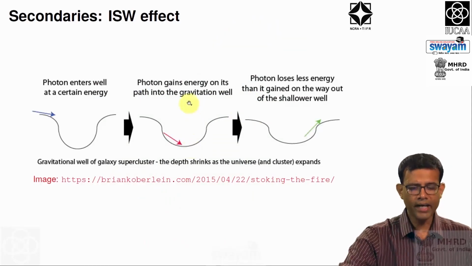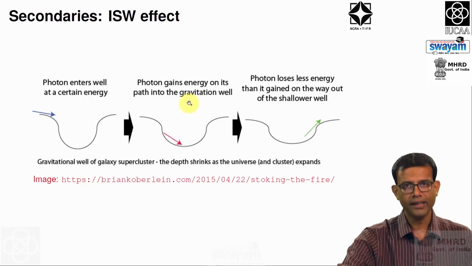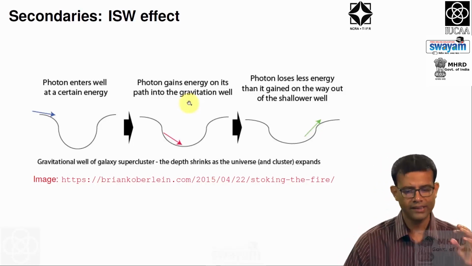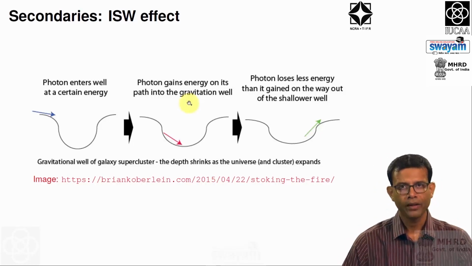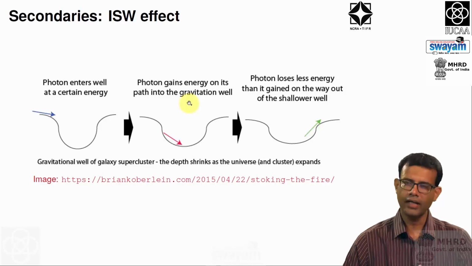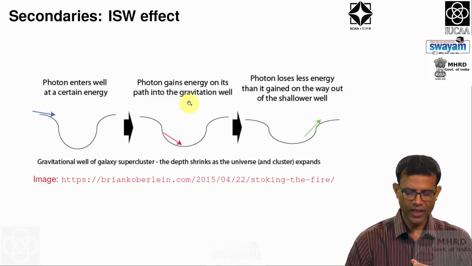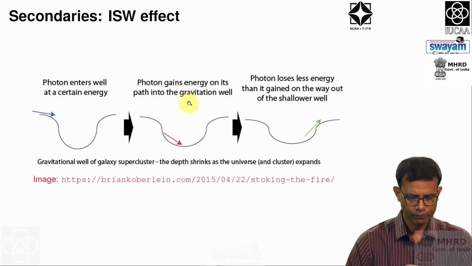There are also some secondaries. These have to do with the fact that the CMBR has left the last scattering surface and is free streaming towards us, but in between that the photons may interact and interact in different ways. Again, there are various things which one can talk about. I will talk about only a few of them.